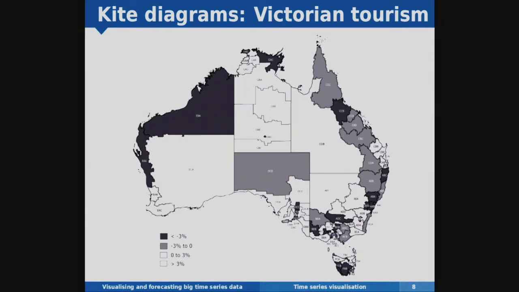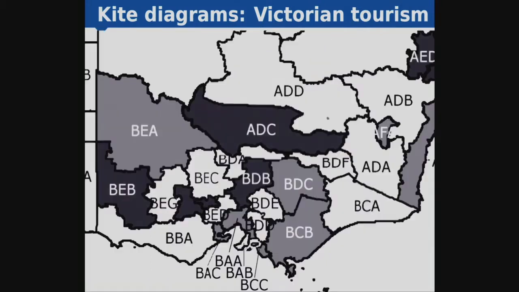For those of you who are not from Australia, this is Victoria down here. There's the regional labels that the government uses. So BAA, which is Melbourne, is here. And BA regions are the southern coast, and then it's got the BE and BD and so on.